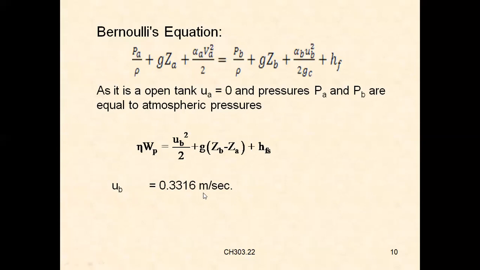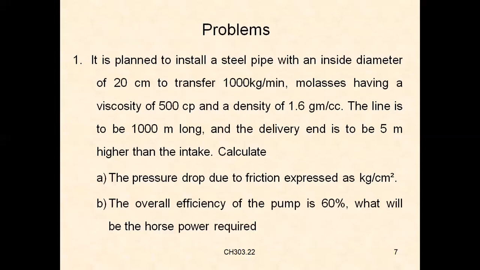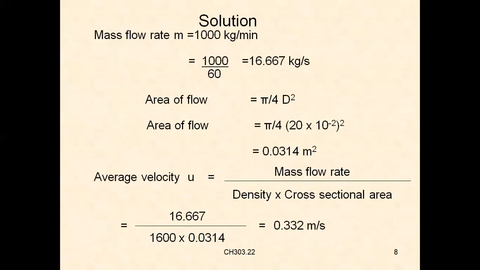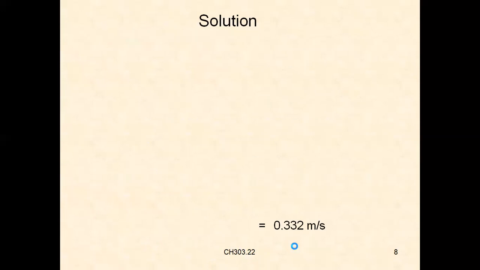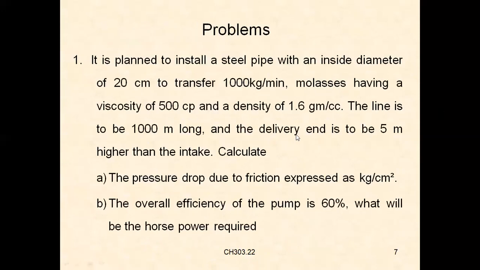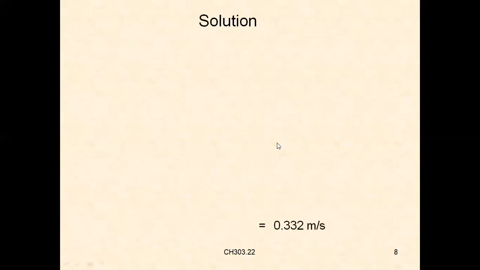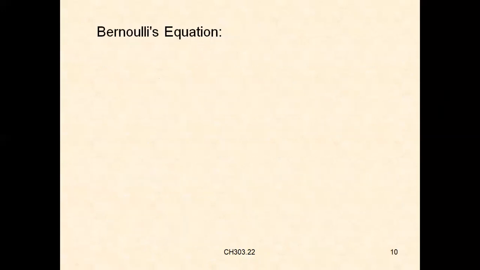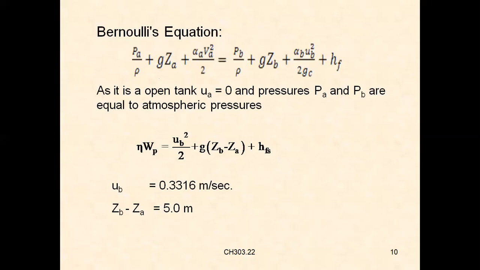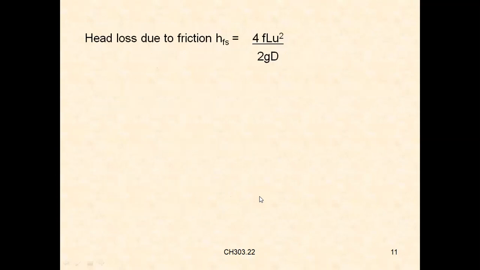UB we have already calculated, that is 0.3316 meters per second. And ZB minus ZA is 5 meters, it is given in the problem. This velocity we have calculated at the second station as 0.332. And in the problem it is given that the delivery end is 5 meters higher than the intake. That means ZB minus ZA is equal to 5 meters, and UB is equal to 0.3316 meters per second.